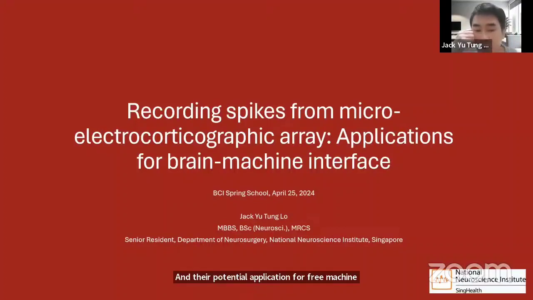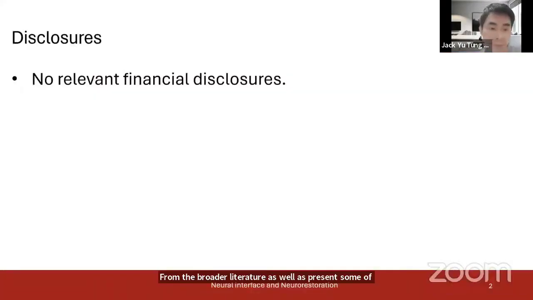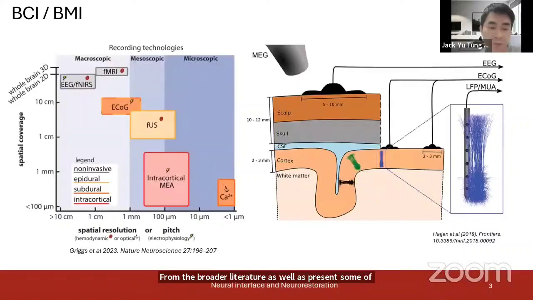So my name is Jack Low and I am a neurosurgery senior resident at the National Neuroscience Institute of Singapore. So for this talk, I will touch on the current state of the micro-ECOG technology from the broader literature, as well as present some of my own findings in this area. So I have no financial disclosures to make.